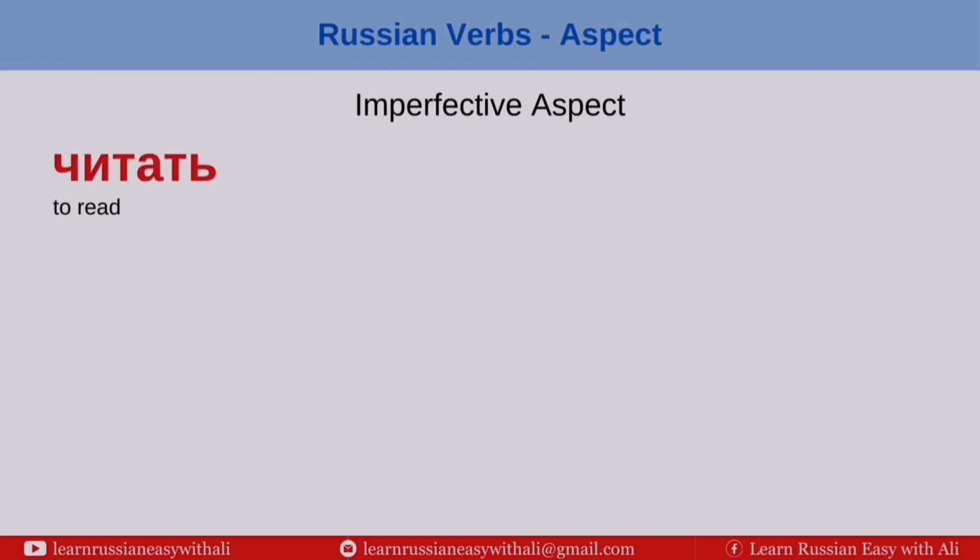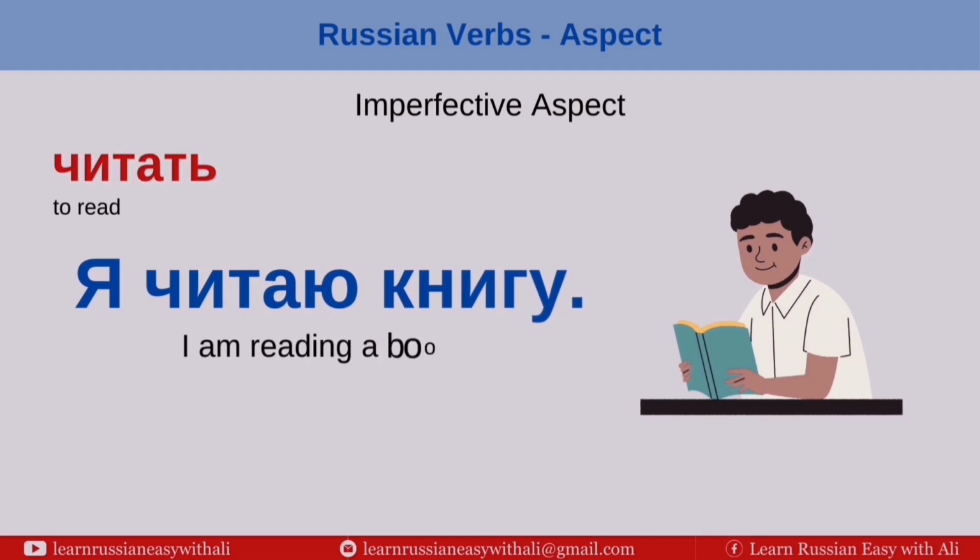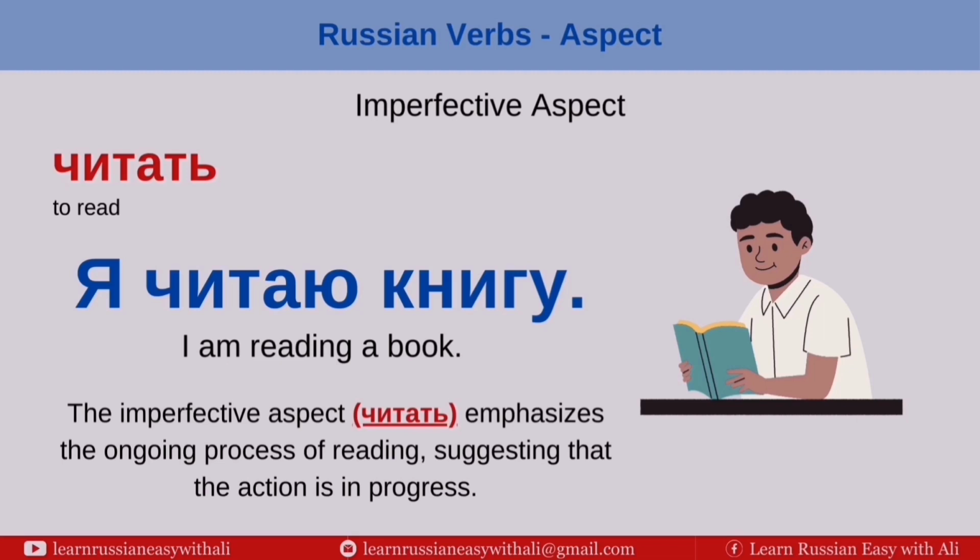For example, Читать. Я читаю книгу. In this sentence, the imperfective aspect Читать emphasizes the ongoing process of reading, suggesting that the action is in progress.